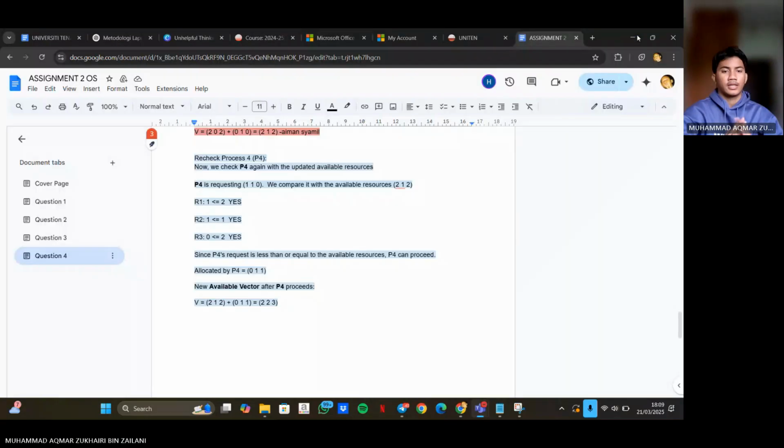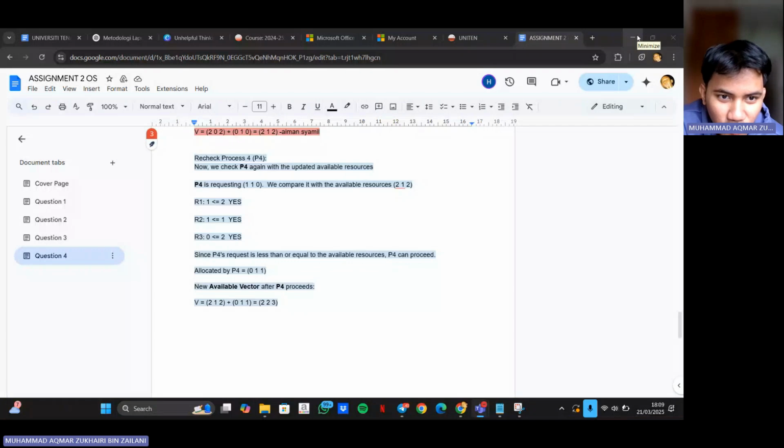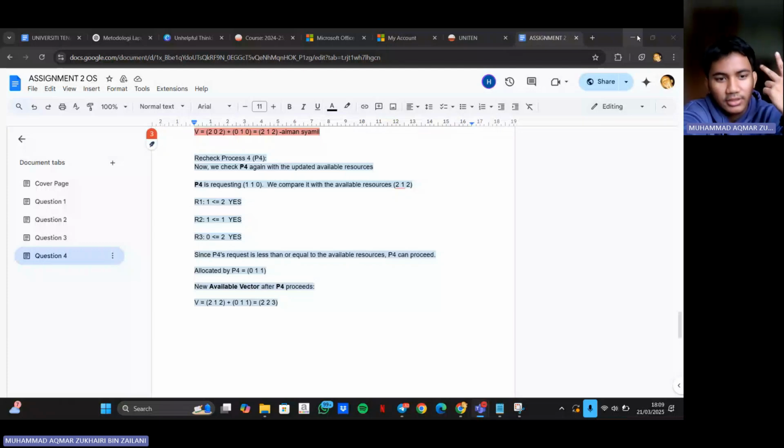Next we recheck process 4, P4. Now we check P4 again with the updated available resources. P4 requests 110. We compare it with the available resource 212. So 1 is less than 2, can; 1 is less than or equal to 1, can; and 0 is less than 2, so can. All three are acceptable. Since the P4 request is less than or equal to the available resource, P4 can proceed.